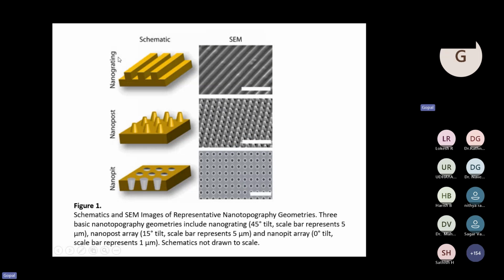Now here you see a schematic: a nano grating, nano post, nano pit, and all are fabricated here. Again, this is nano lithography, nano geometries created using e-beam lithography, and they can be used for cell analysis, tissue analysis. Putting these materials on this, they'll follow certain structural geometries. Then you can do other imaging and whatever sensing technique you can use.